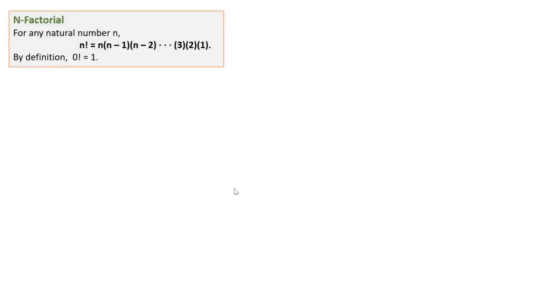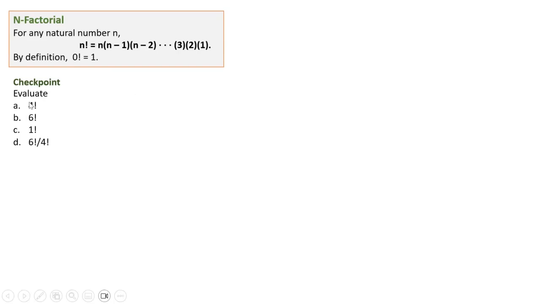Now comes the topic of factorial. Factorial means, for any natural number n, n factorial is equal to n times n minus 1, times n minus 2, until you get to 3, 2, and 1. Okay, it's multiplication, but let me show you an example so you know what I'm talking about. And by definition, 0 factorial is equal to 1.